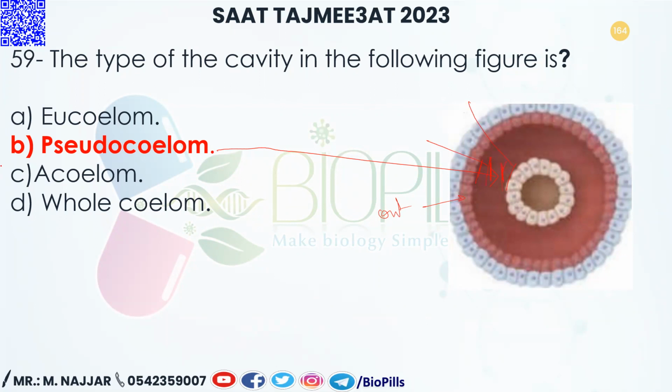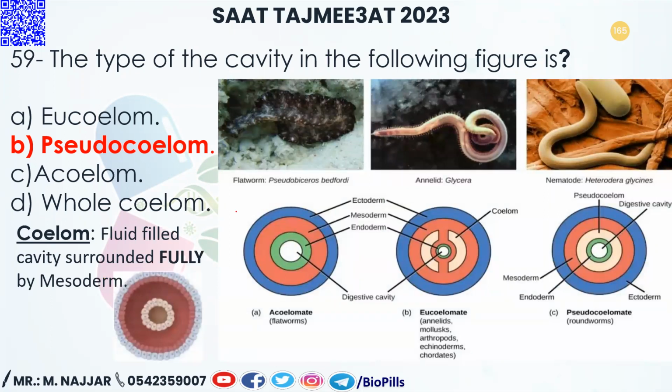Acoelomata such as flatworms, pseudocoelomata such as roundworms, the nematoda, and all of the rest are eucoelomate. They have a true coelom.